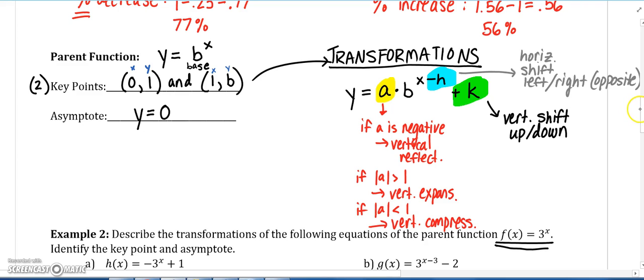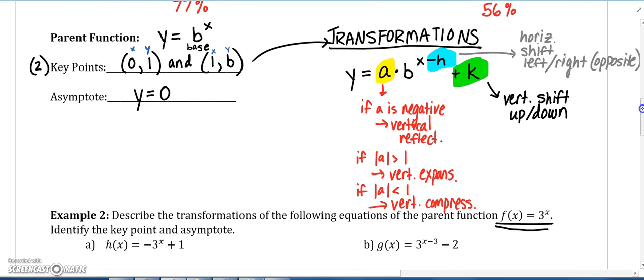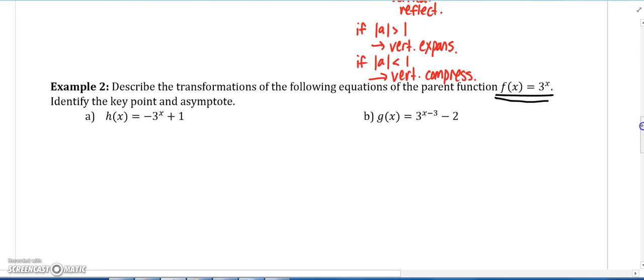All right, so what we're going to do is we're going to write down what the parent function's key points are. Then after we describe the transformations, we'll try and figure out our actual key points. All right, so this parent function, since it's 3 to the x, my two key points would be the points 0, 1 still, and then 1, 3, since my base is 3.